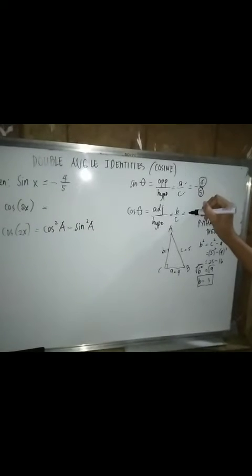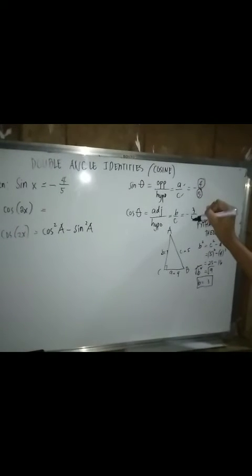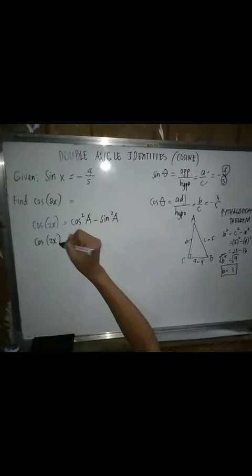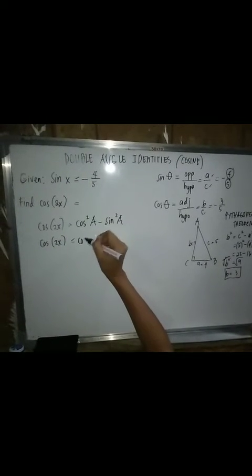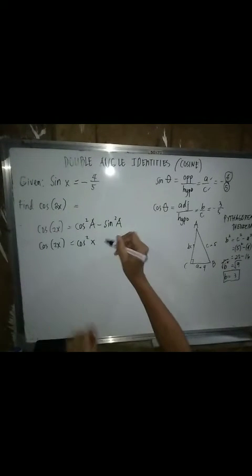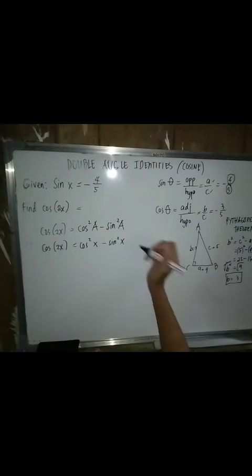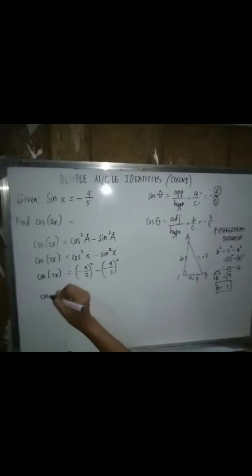So here, our cos is negative 3 over our C, which is 5. Then, substitute the values. Cos 2x is equal to cos squared x minus sine squared x, since the variable is x. Cos x is negative 3 over 5, squared, minus our sine, negative 4 over 5, squared. The sine is squared and the cos is squared.